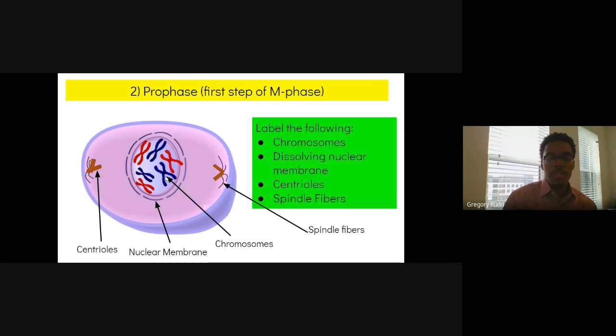So draw your X's. Your centrioles, you can draw little cylinders, or little bars to represent centrioles. And then the spindle fibers, you can just draw some curved lines coming out of them. Got 2.5 minutes left to do that.